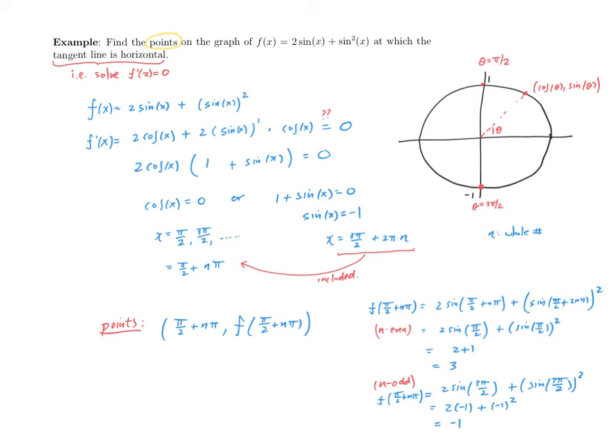So for these points, I'm going to actually simplify this and write out what happens in either case. So when n is even, your point would be pi over 2 plus n pi, comma 3. And when n is odd, your point would be pi over 2 plus n pi, comma minus 1.